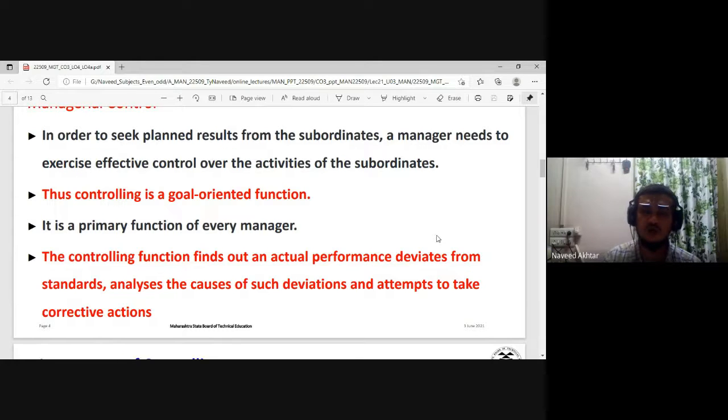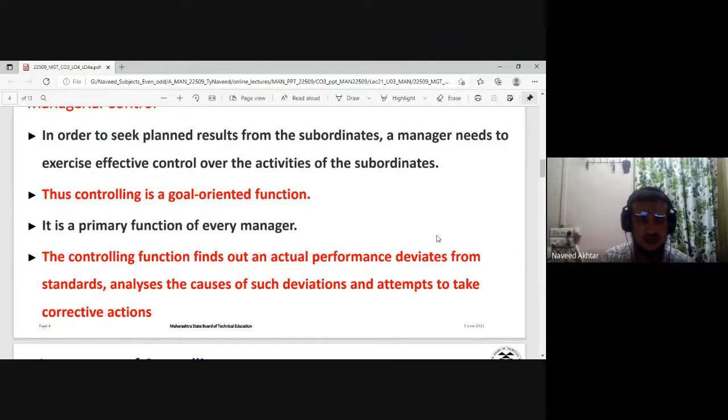Thus, controlling is a goal-oriented function. Definitely, because you set the target first, you set the goal first. That's why it is a goal-oriented function. It is a primary function of every manager, and it should be. Controlling is the primary function of everyone, because if there is no control over the labor, over the procurement of the material on time, then you will not achieve your goal or your target on time, or your work will not flow as per the planning you have done.